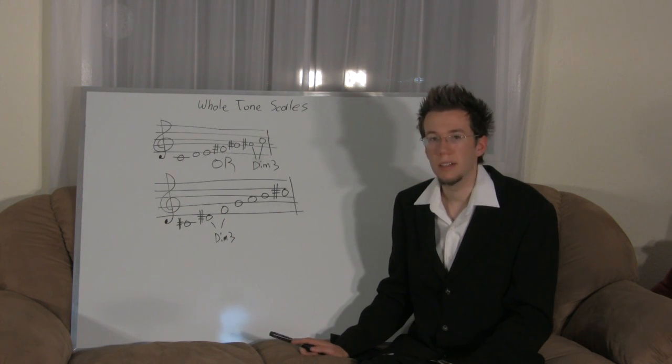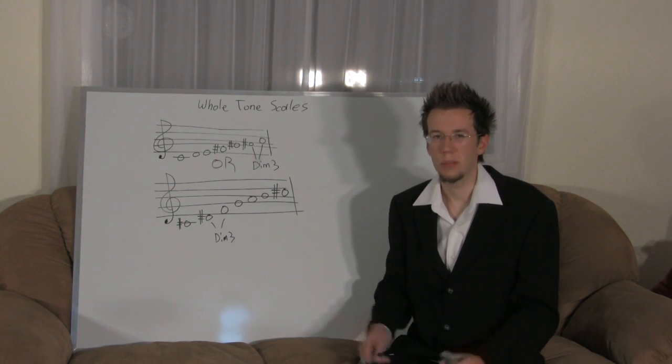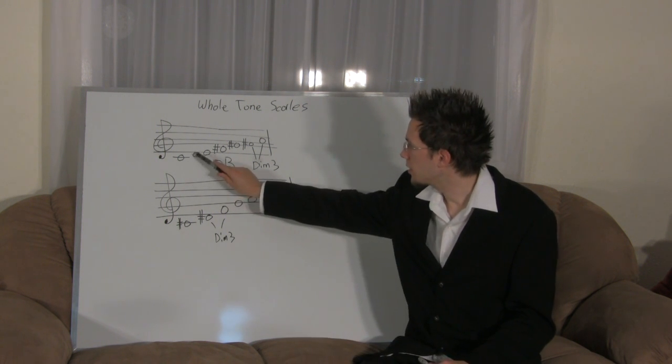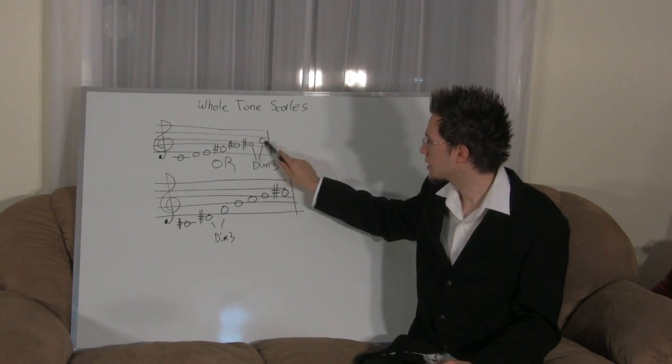A whole tone scale is usually comprised of, I think, 7 tones. As far as I know, it's 1, 2, 3, 4, 5, 6, 7.